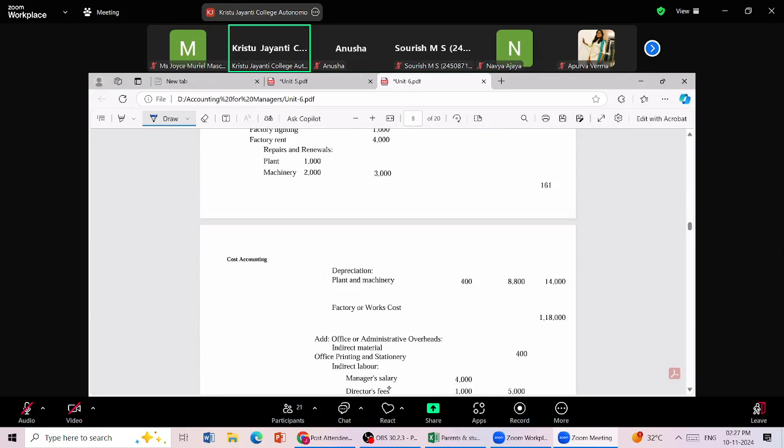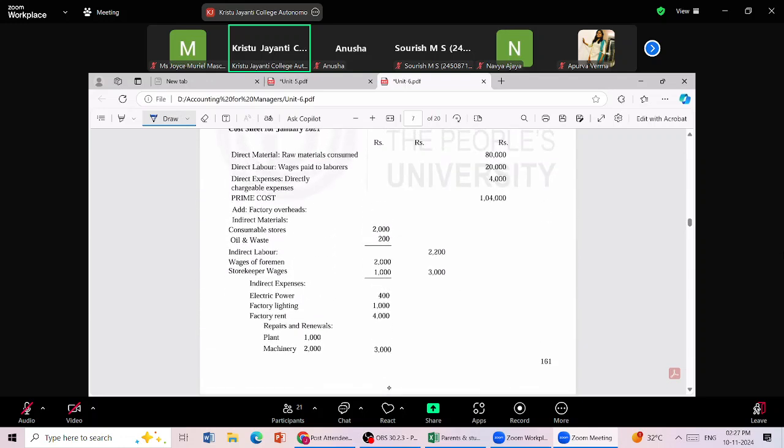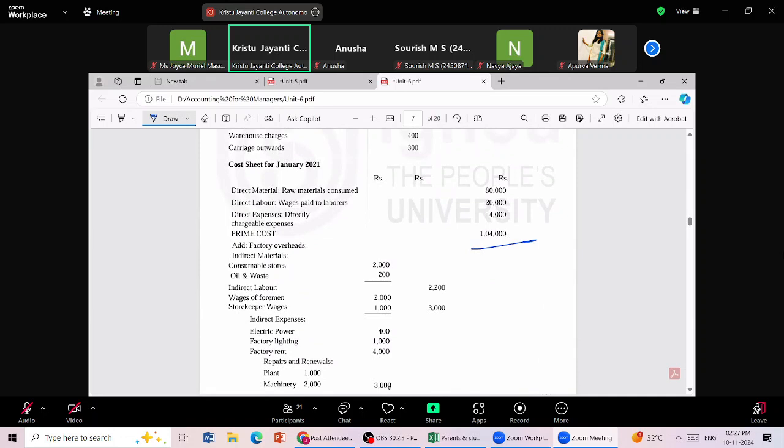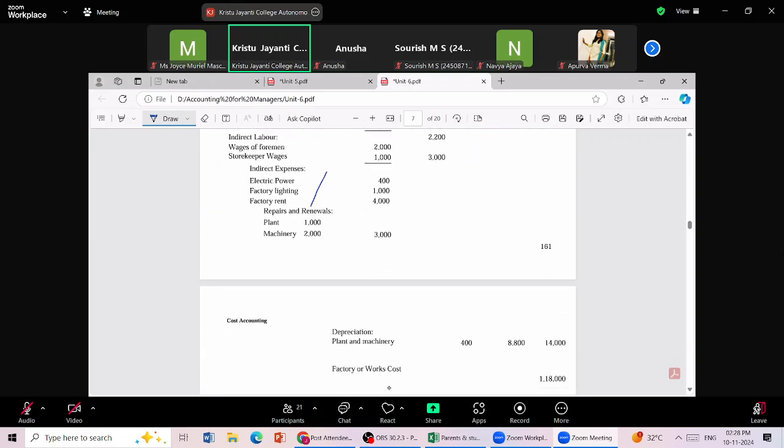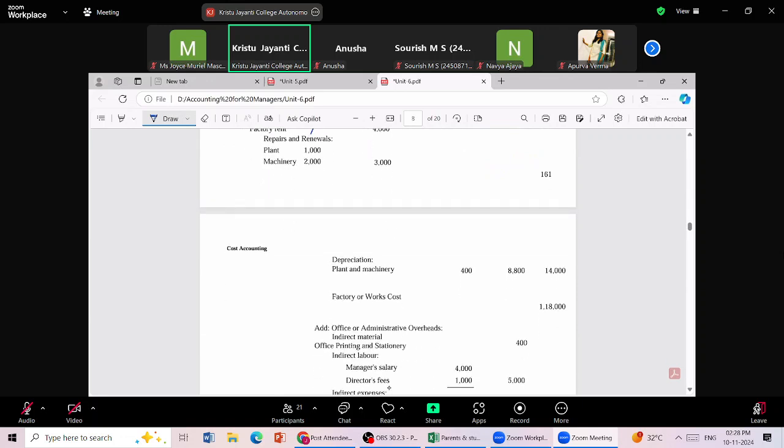So you can see here in the calculation how it is being done. All your direct you get 1,04,000, and then factory overheads you are adding: consumable store, oil waste, wages to foreman, storekeeper, and all your factory rent, electricity. This all are added with that. Then when you add this, what you get is your factory cost. From this work cost, including your depreciation connected to plant and machinery. Why plant and machinery? Because that is used for production process. So you need to add depreciation on plant and machinery.